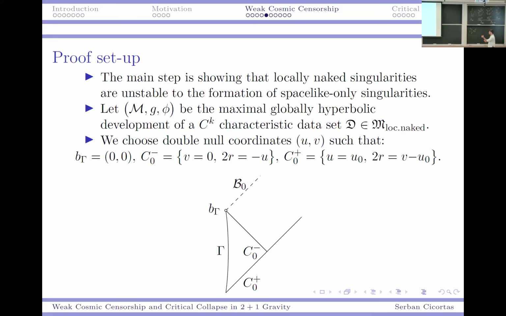I'm also going to set my double null coordinates once and for all. This is a very standard convention. I want C0 minus to be given by v equals 0, and here I'll have d_u r equal to minus 1/2. And then I want my outgoing cone to have d_v r equal to 1/2. In this case, my first singularity at the center will always be at (0, 0). This is how I'm fixing my coordinates from now on.